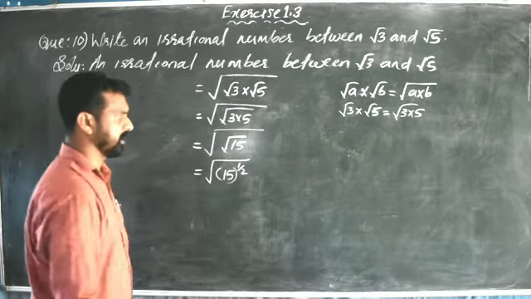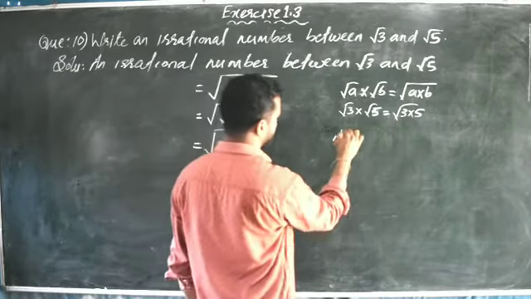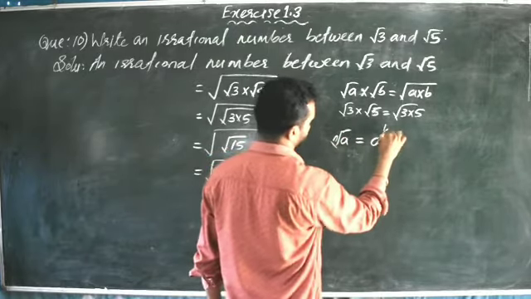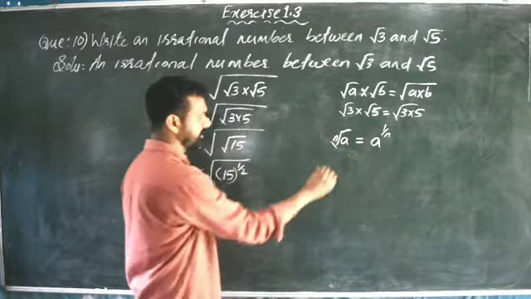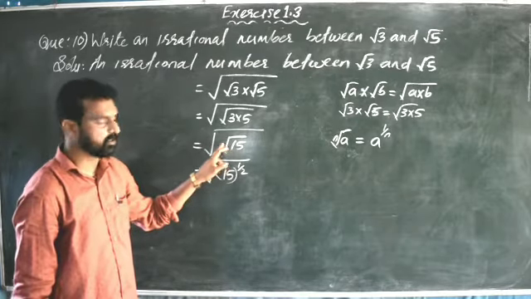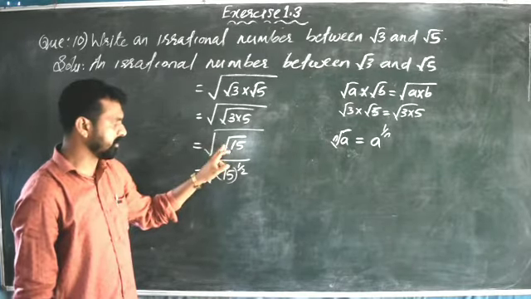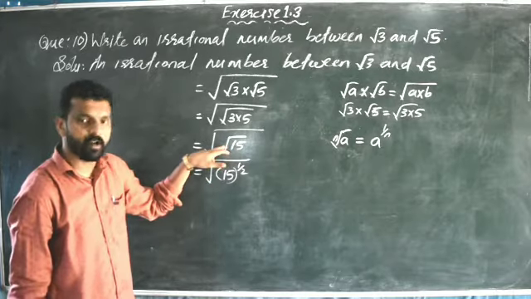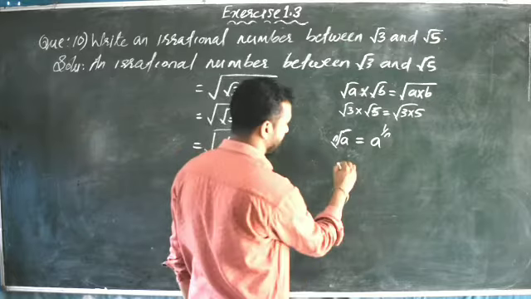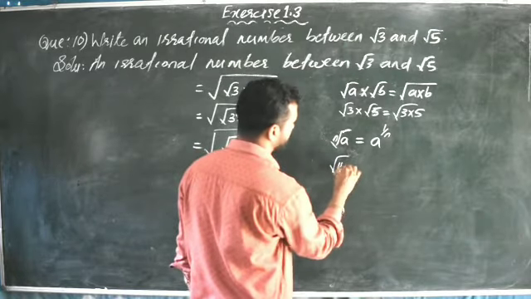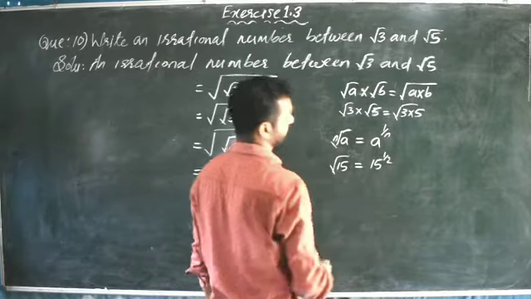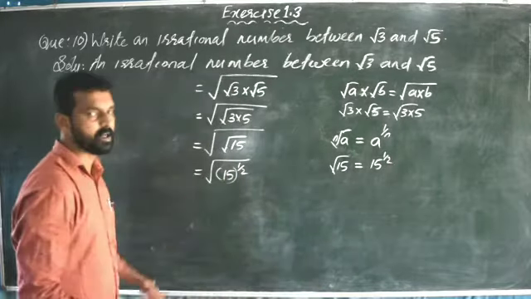There is a formula: the nth root of a is equal to a raised to 1 by n. Square root means n is 2, and cube root means n is 3. So the square root of 15 is 15 raised to 1 by 2.